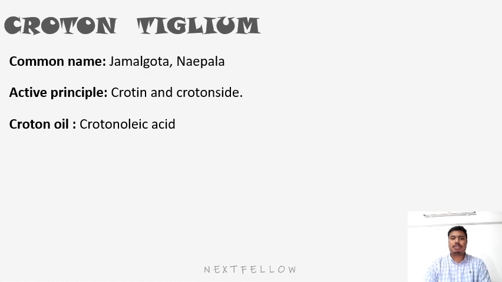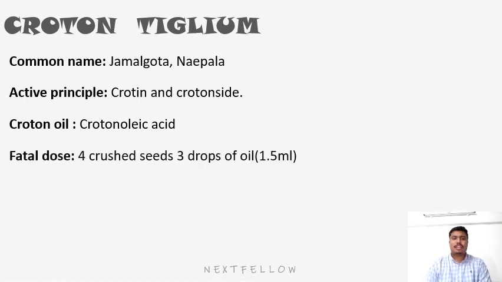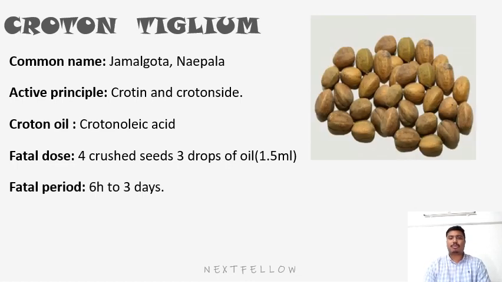The oil does not contain any toxalbumin, and the fatal dose of croton is 4 crushed seeds or 3 drops of oil, that is 1.5 ml of oil, and the fatal period is 6 hours to 3 days. To differentiate croton from castor, croton seeds contain longitudinal lines and are oval. So this is all about Croton tiglium.